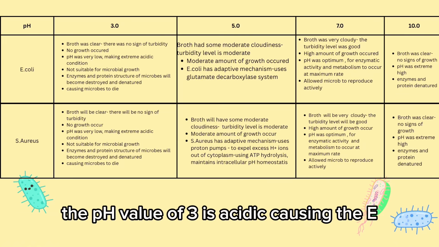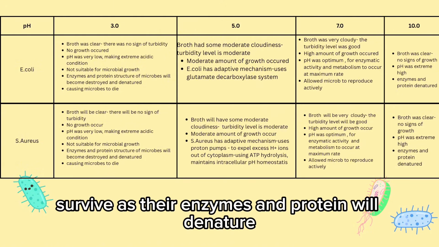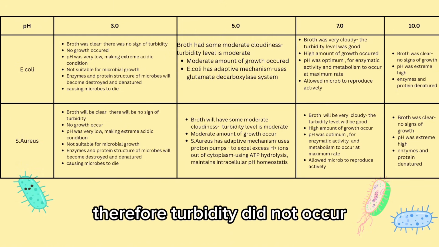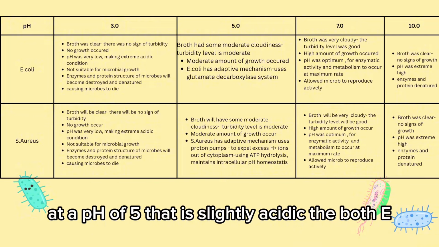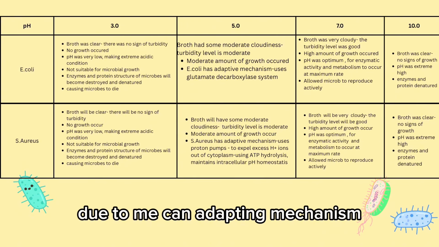Next is pH factor. The pH value of 3 is acidic, causing the E. coli and S. aureus to not survive as the enzymes and protein will denature. Therefore, turbidity did not occur. At a pH of 5 that is slightly acidic, both E. coli and S. aureus showed little growth due to adaptive mechanism.